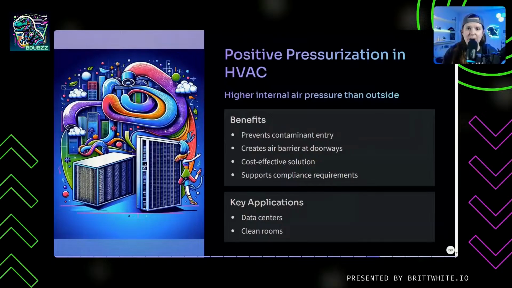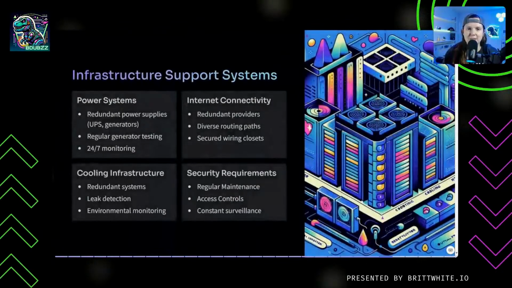Now let's shine a light on the backbone, your infrastructure support systems. These critical systems also need comprehensive protection. Power systems are non-negotiable here. Servers will die without power. Implement redundant power supplies like UPS systems and generators with regular testing schedules. Monitor your power quality and usage 24/7. Internet connectivity requires redundant providers and diverse routing paths. You also need to lock down the wiring closets and monitor network performance constantly. One wire snip can take you offline immediately, so implement physical security controls like access cards and surveillance.